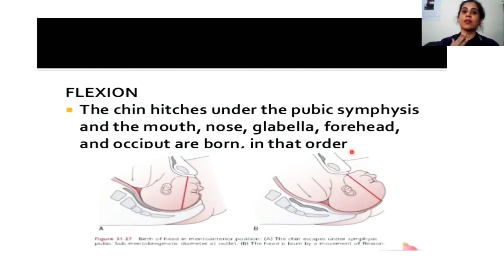In normal labor, there is increasing flexion of the fetal head when there is descent, whereas in face presentation, there is increasing extension of the fetal head. The head in normal labor is born by extension. There will be increasing flexion, then there will be extension in normal labor. Here in face presentation, there will be increasing flexion, increasing extension, and then there will be flexion and delivery of the fetal head. Hope I'm making myself clear.